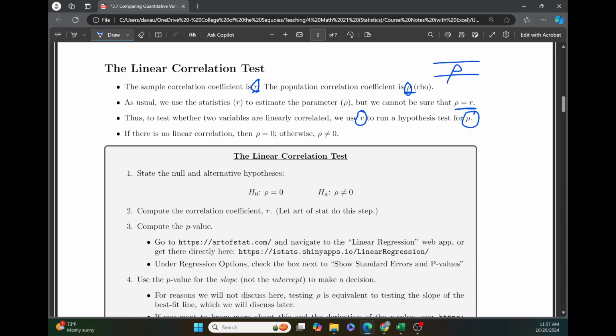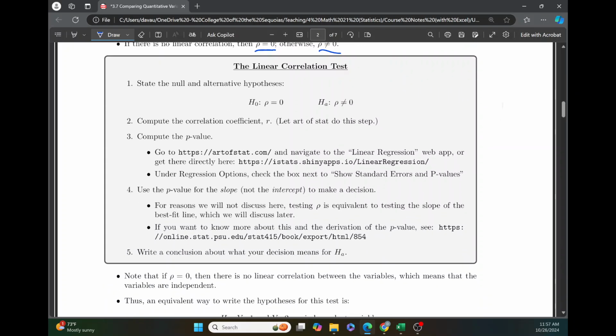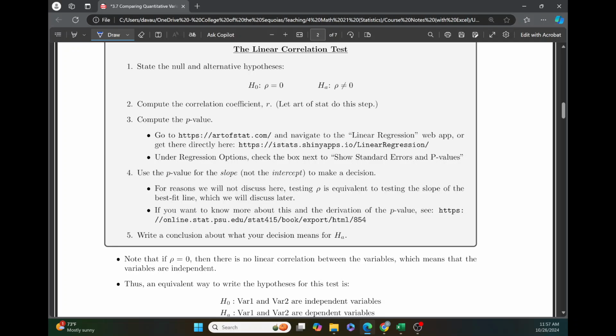Now, if there's no linear correlation, then our sample correlation coefficient would be 0, and so our population correlation coefficient would be 0 as well. So if there's no linear correlation, rho equals 0. Otherwise, rho does not equal 0. If rho does not equal 0, then there is a linear correlation. So those are the hypotheses, right? Our null hypothesis is that rho equals 0. Our alternative is that rho does not equal 0.